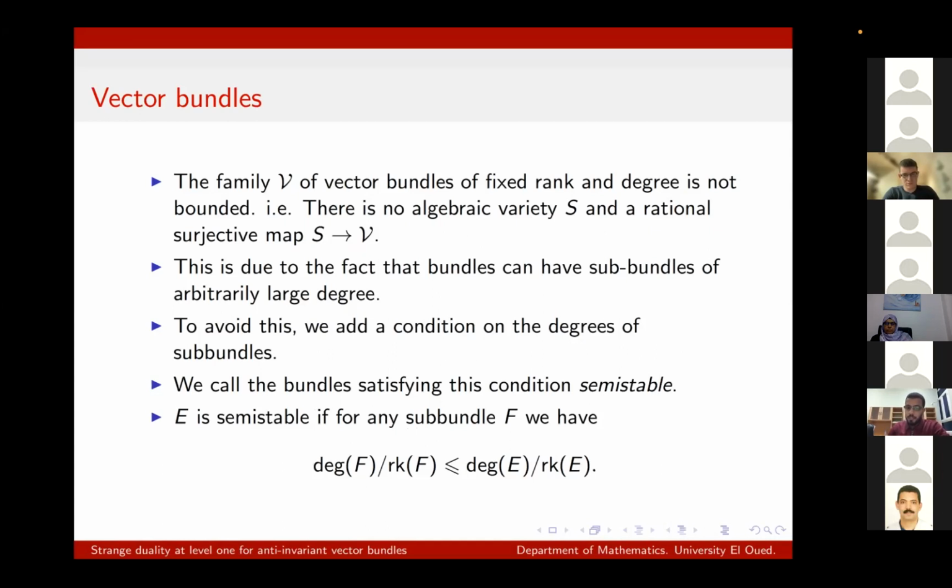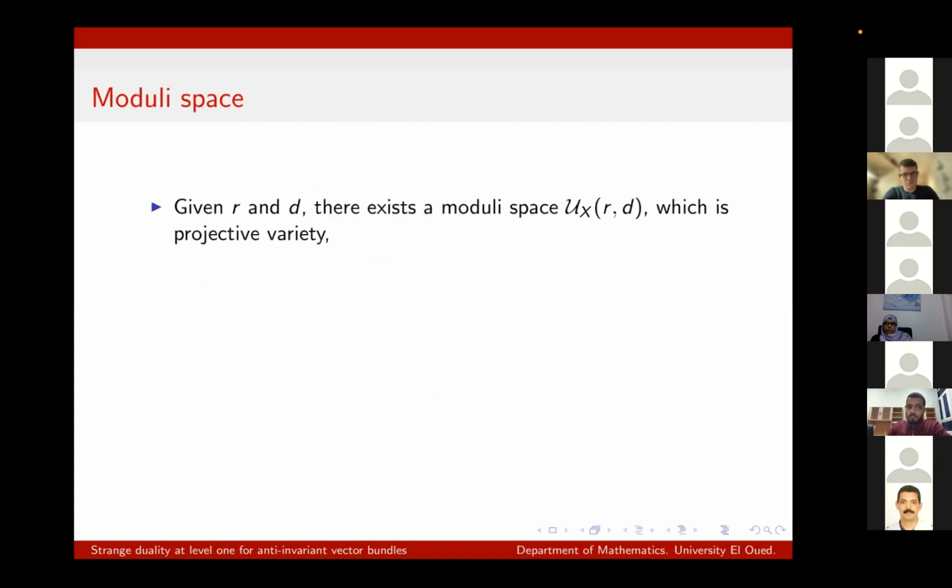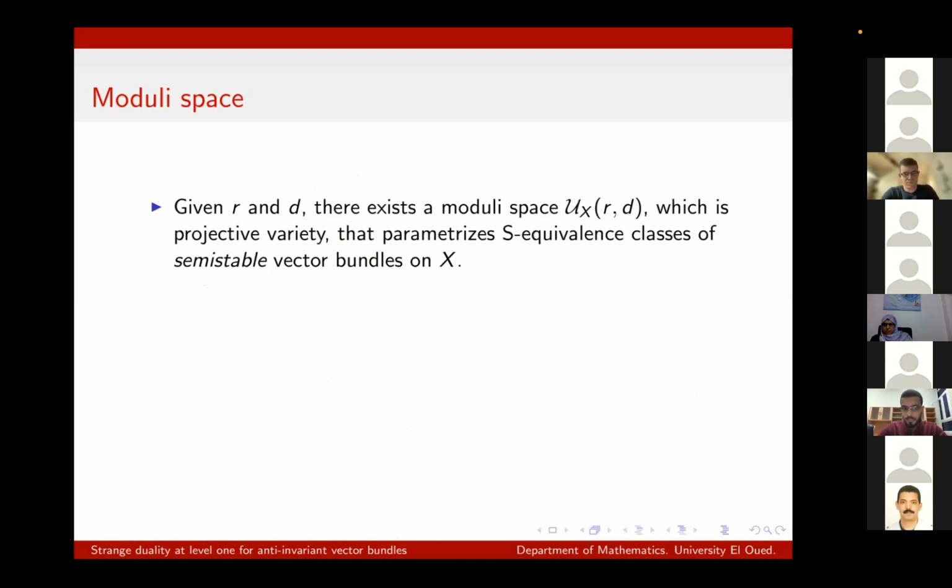So with all these conditions, now we have a classical result that there exists a moduli space that parameterizes vector bundles of rank R and degree D which are semi-stable, but actually it does not parameterize isomorphism classes. In general, it parameterizes what we call S-equivalence classes of semi-stable vector bundles. This result is due to Mumford, Seshadri, Narasimhan and others. I think it's in the 60s where they constructed this moduli space using geometric invariant theory.